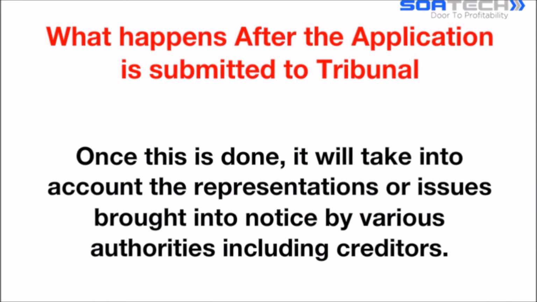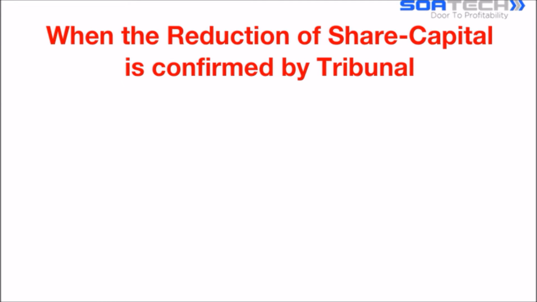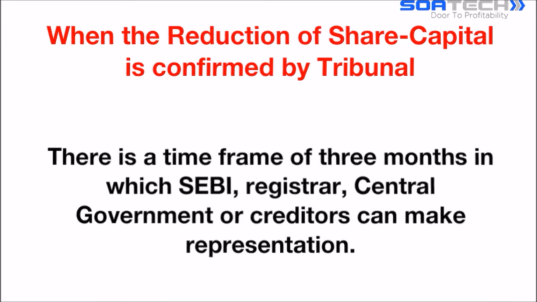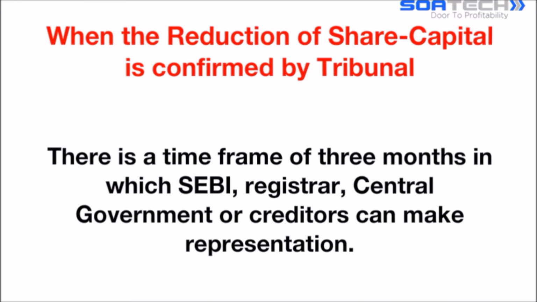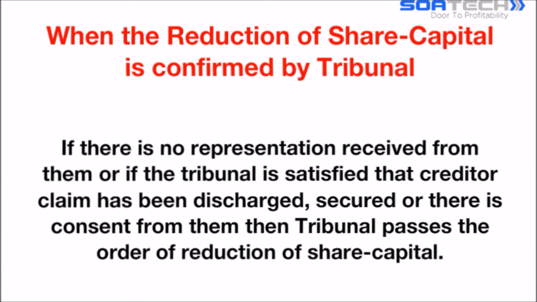Once this is done, it will take into account the representations or issues brought into notice by various authorities including creditors. When the reduction of share capital is confirmed by Tribunal, there is a time frame of 3 months in which SEBI, registrar, central government or creditors can make representation. If there is no representation received from them or if the Tribunal is satisfied that creditor claim has been discharged, secured or there is consent from them, then Tribunal passes the order of reduction of share capital.